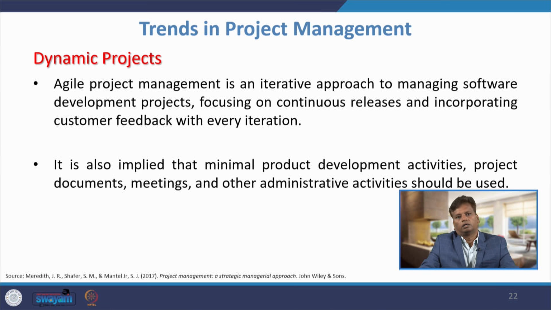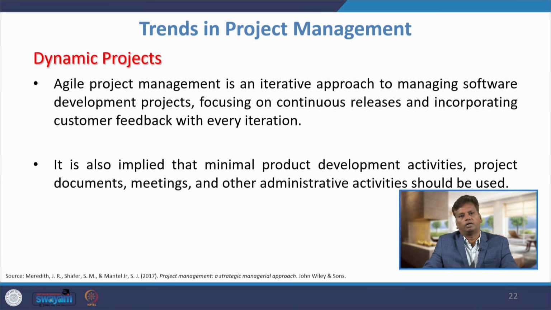So, advanced telecommunication and computer technologies allow such virtual projects to be created, conduct their work and complete their project successfully. Another trend in project management is called dynamic projects. That is, agile project management is one example of dynamic projects. Why do we call it dynamic projects? In agile project management, we can easily accommodate any changes in the scope, any changes in the project requirement at any stage of the project. So, that is called agile project management.